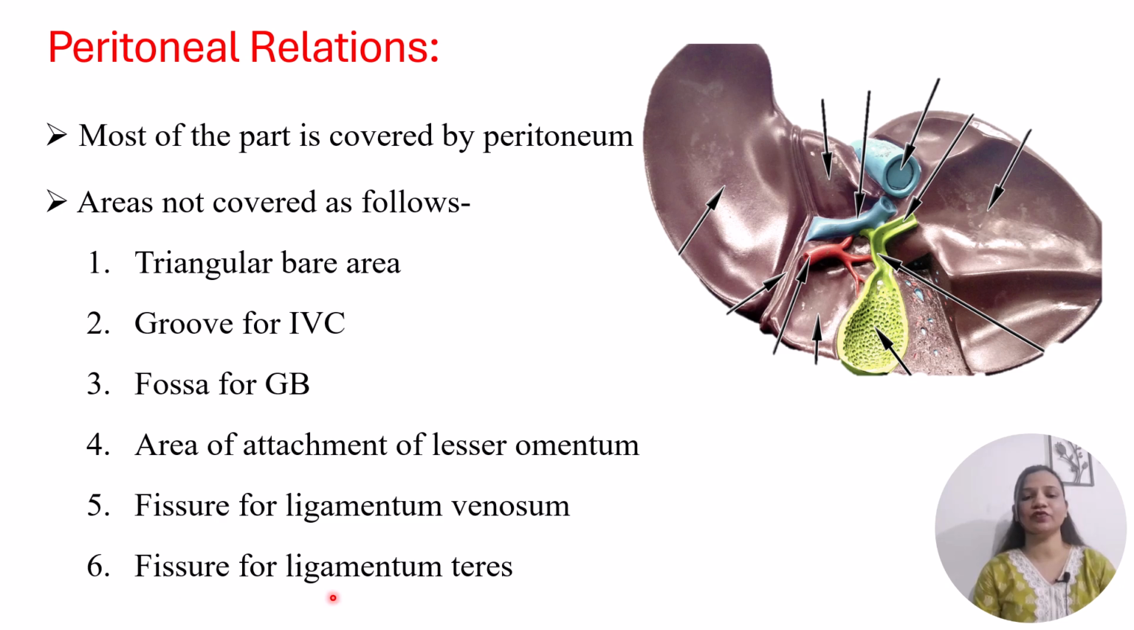Then the fissure for ligamentum teres, which is present here on the inferior surface of the liver. Here again the ligamentum teres itself is covered with the peritoneum and not the fissure where the ligamentum teres is located. So these are the points related to the peritoneal relations. Most of the liver is covered by peritoneum, but these are some points which are not covered by peritoneum, which is very important and you have to keep this in mind.